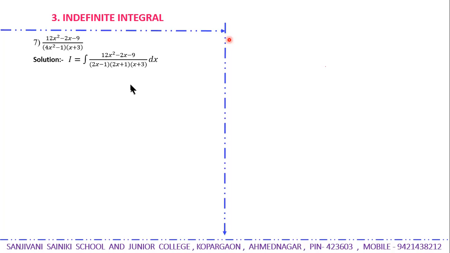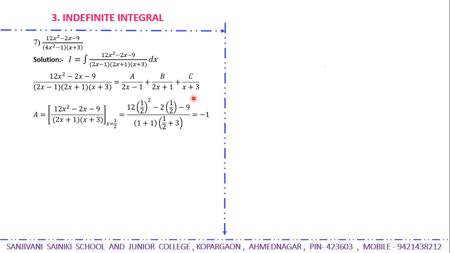Now look at this example. Here 4x square minus 1 is written. So I can write this 4x square as 2x bracket square. Then it is a square minus b square, so a minus b, a plus b. Then each of these factors is a non-repeated linear factor. So use the partial fraction a upon 2x minus 1 plus b upon 2x plus 1 plus c upon x plus 3. Now how to find the constants?